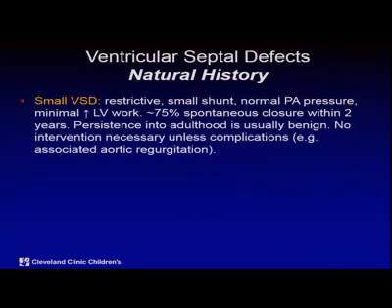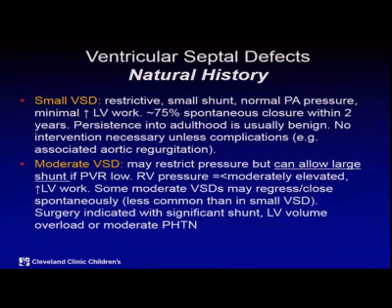Natural history is that small defects are restrictive. They lead to a small shunt. They typically have normal PA pressure, minimal increased workload on the left ventricle, and 75% of those will close spontaneously in the first 2 years. But even if they do not, persistence into adulthood is generally benign and no intervention is necessary. You just follow them and monitor for any complications.